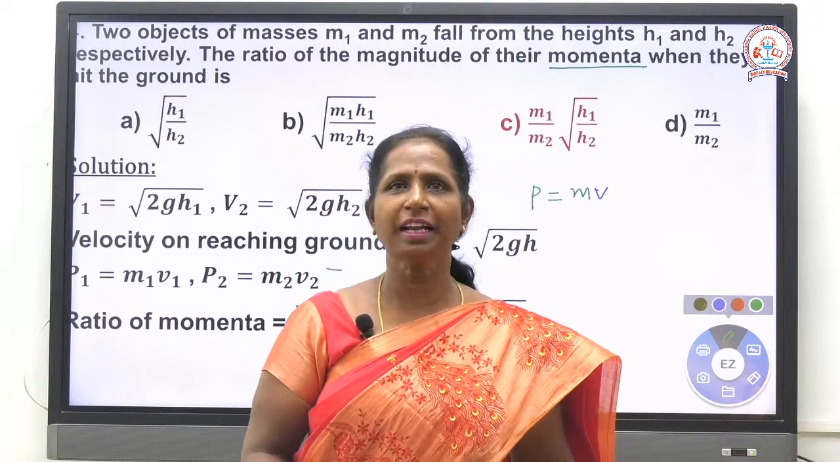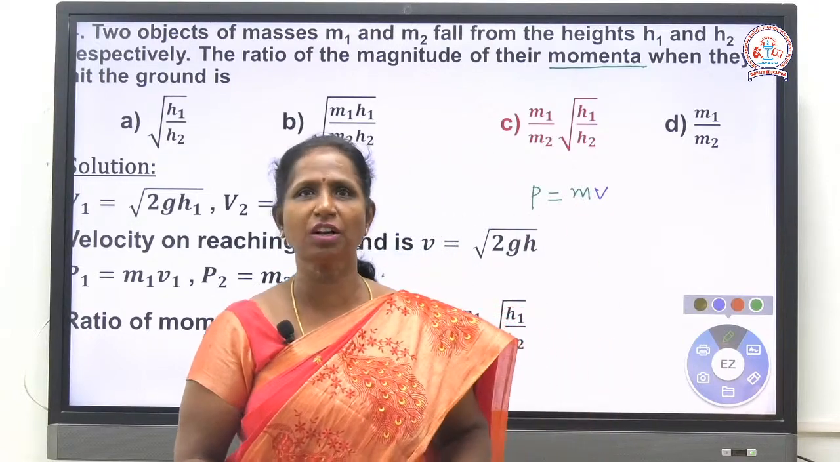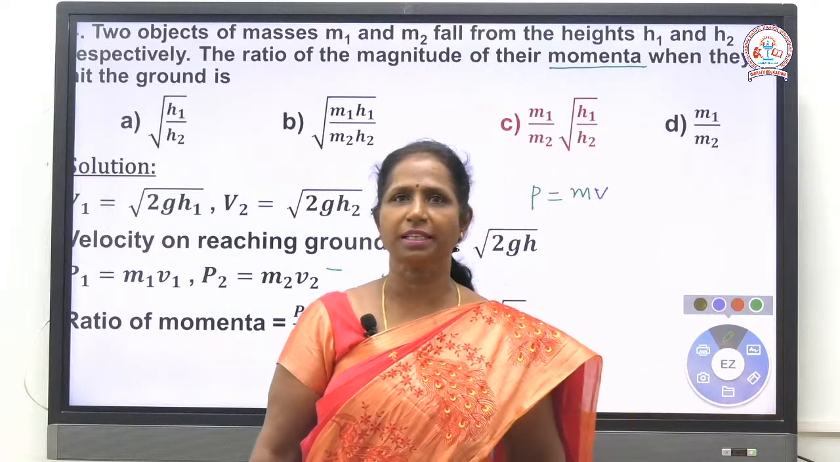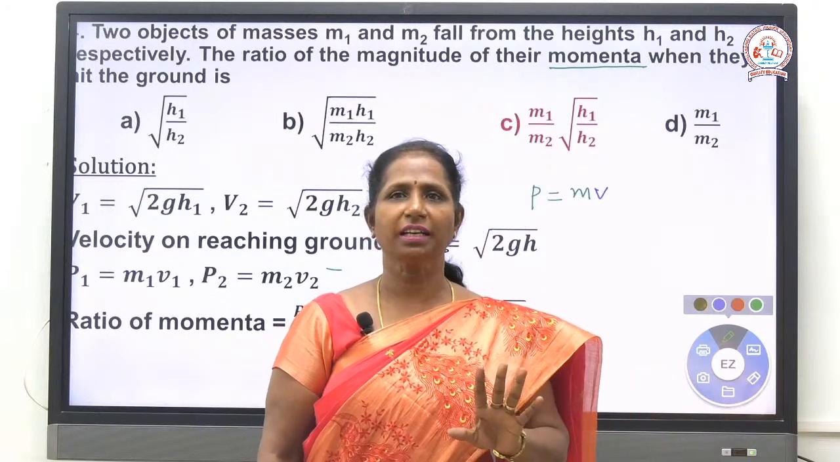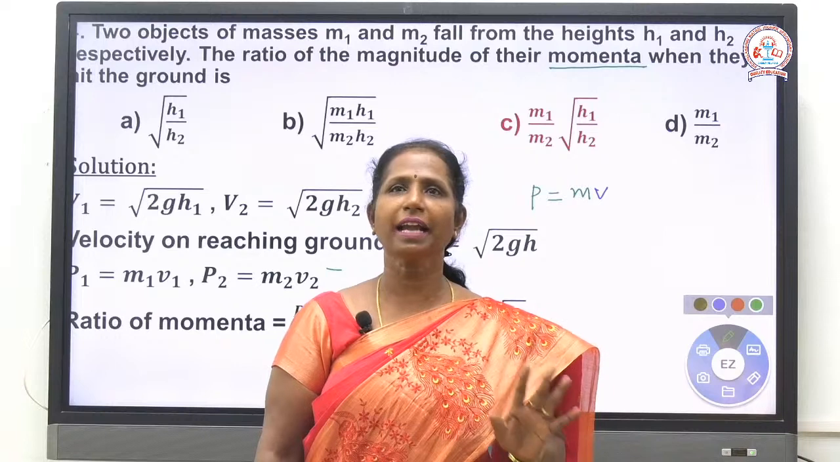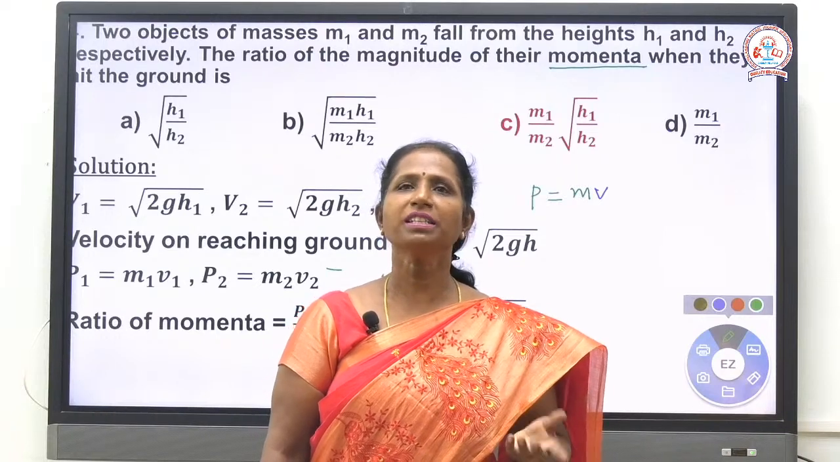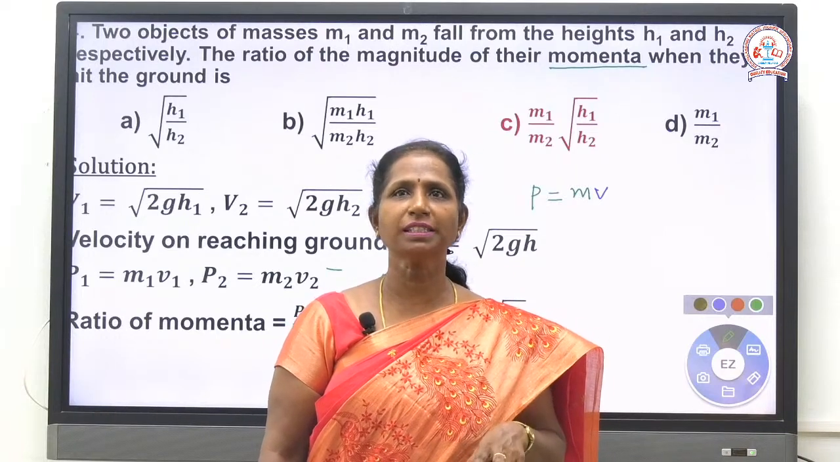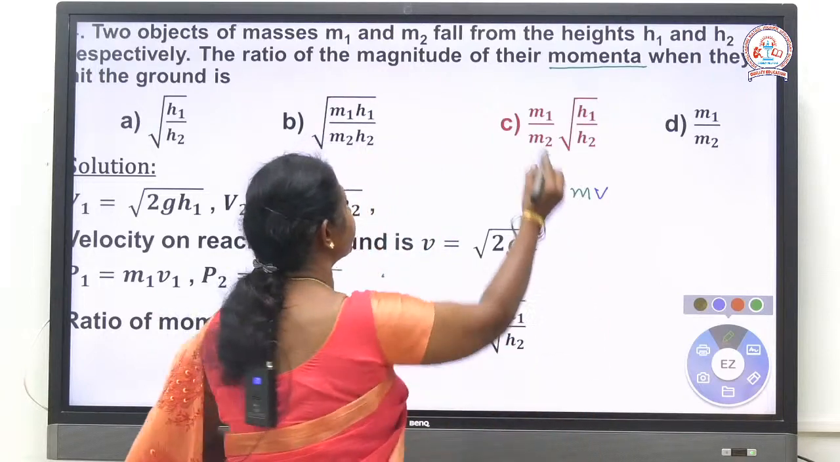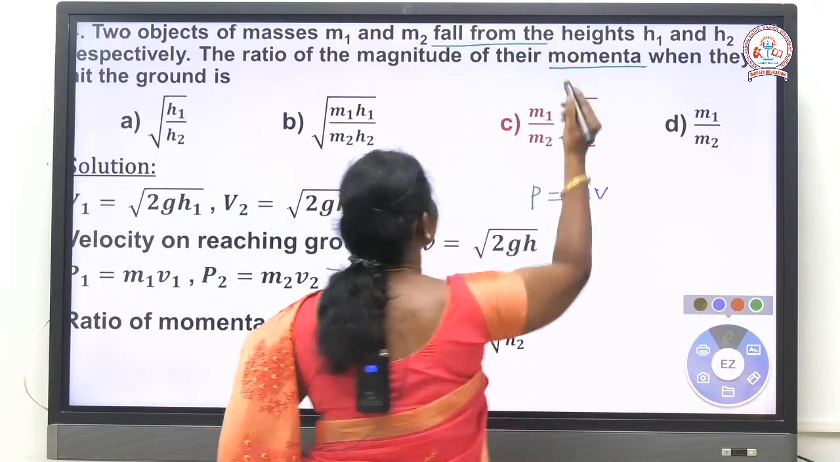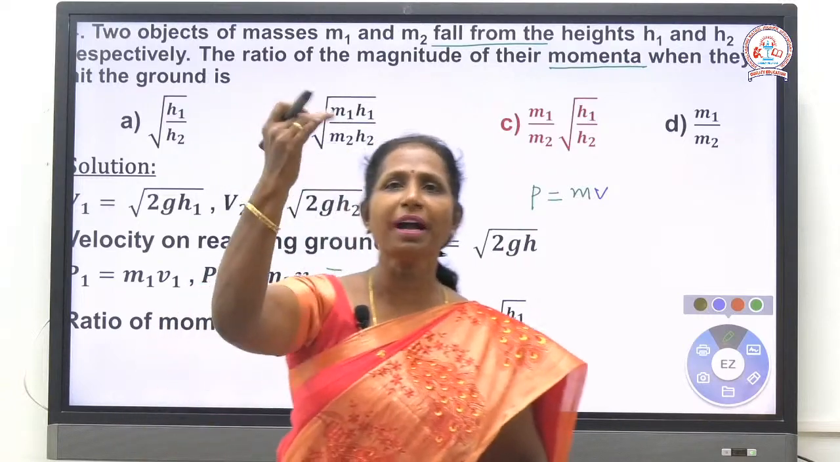So mass is given, correct? m1 is the mass of the first object, m2 is the mass of the second object. Now what is velocity? If we know velocity, we can calculate the momentum. Now what is given? The two objects of masses m1 and m2 fall from heights. It is falling freely, a free fall, from a height.